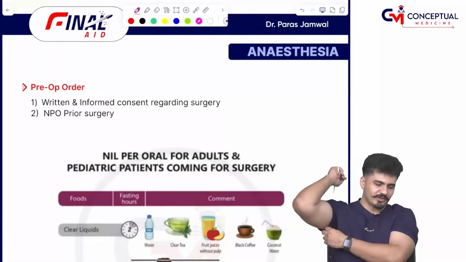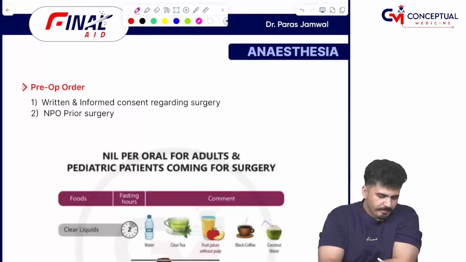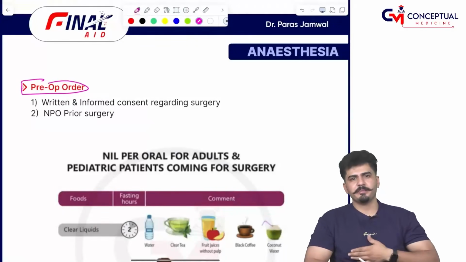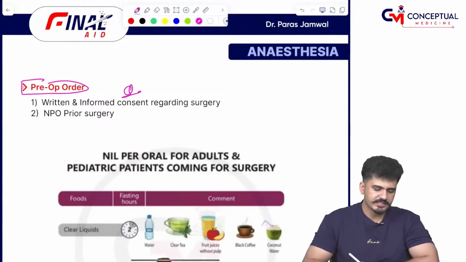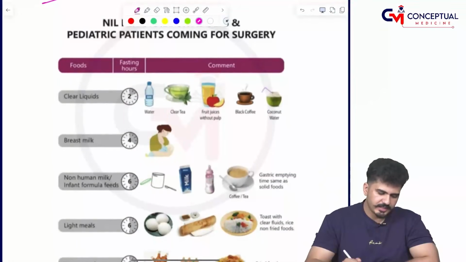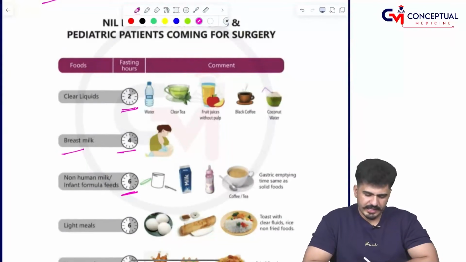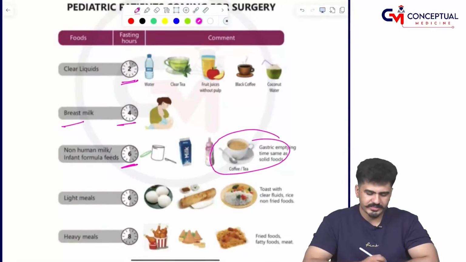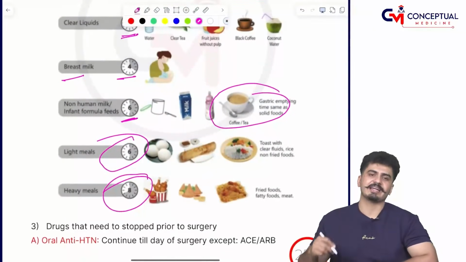Let's talk about the next subject, anesthesiology: pre-op orders. Before every surgery, pre-op orders are very important. Written and informed consent. NPO timing is also very important. Clear fluid 2 hours before, breast milk 4 hours before, and cow's milk 6 hours before. Coffee with cow's milk, all of that is 6 hours before. Egg, dosa, rice 6 hours before, and meat, chicken, samosa 8 hours before.